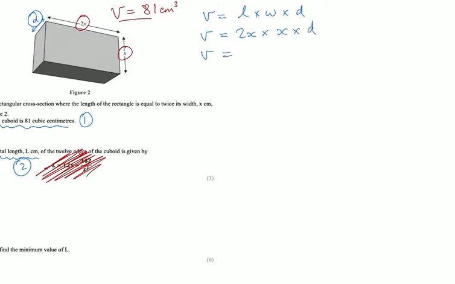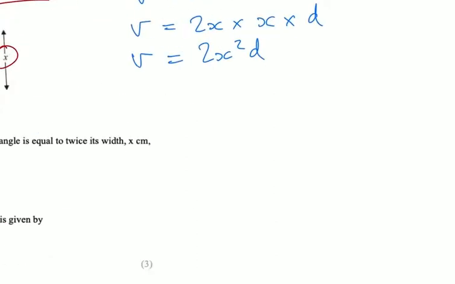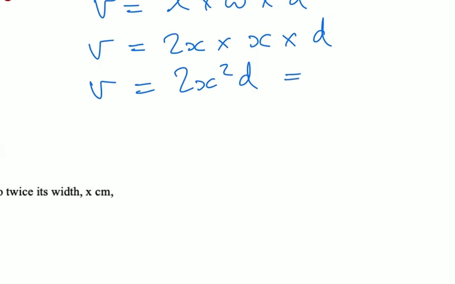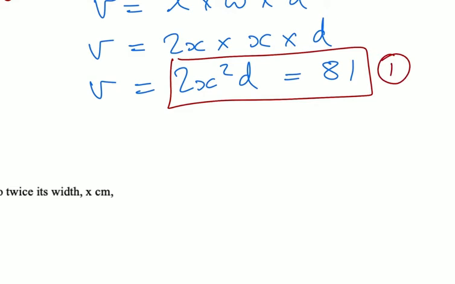So the volume equals 2x squared times d. And we've also been told that the volume is 81, so we can add that into our formula. 2x squared times d equals 81, and there is my first formula.